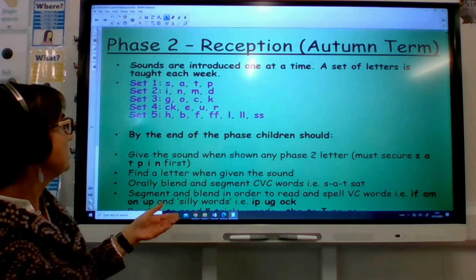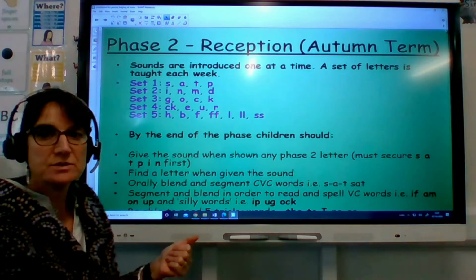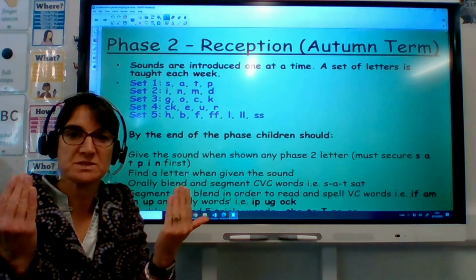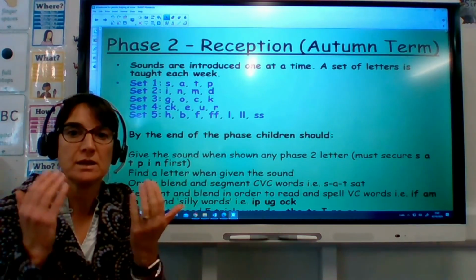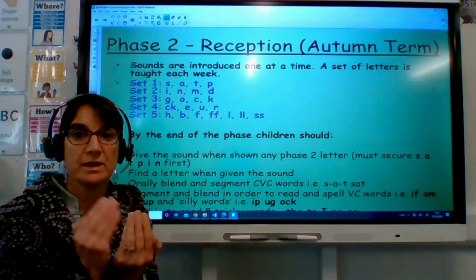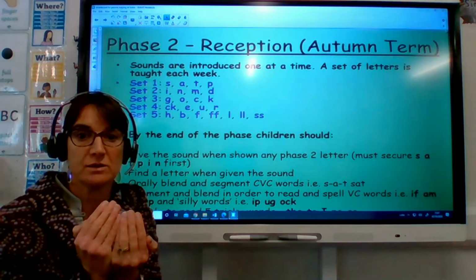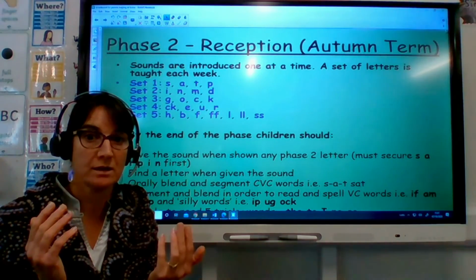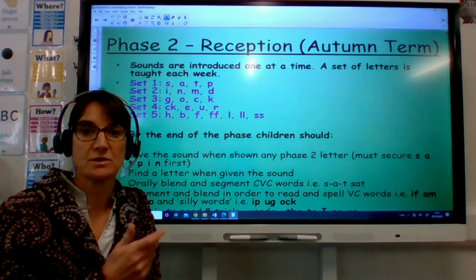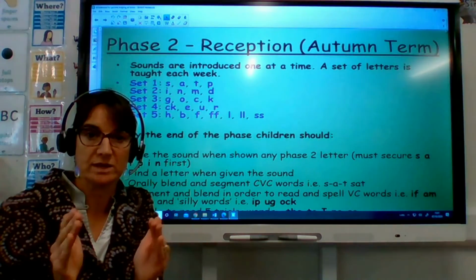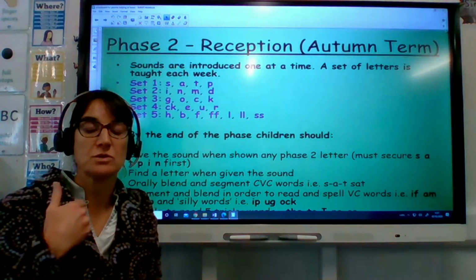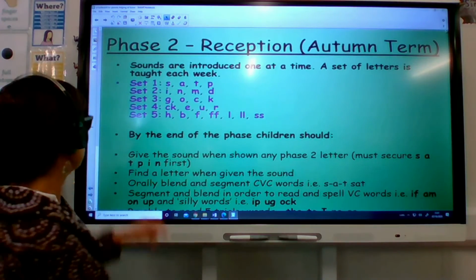They'll blend the sounds. So you take the sounds i, n, and you blend them together, in, in, in, to make the word in, or you segment them. I say in, you say i, n. Segmenting is for spelling, for writing. Okay, so you're either going to blend them together so you can read a word, or you're going to split that word up into its sounds so you know what letters to write.